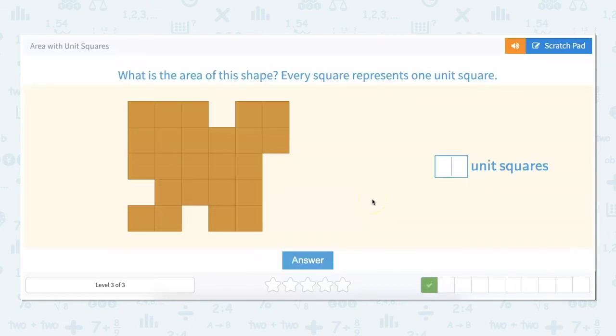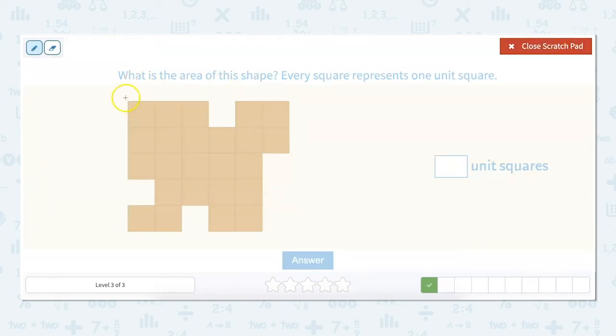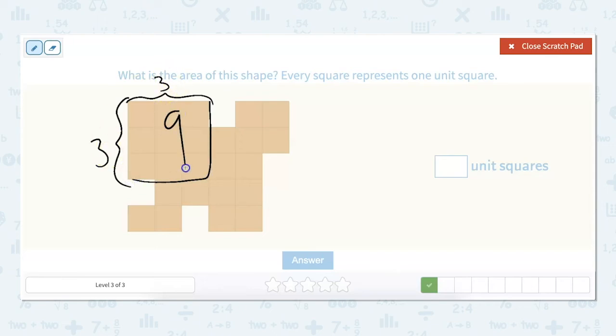Ooh, this is a big one. Okay, so again, we're going to go ahead and do groups for this one. This is one where it's much smarter and quicker to multiply and do our length times width. So let's do length of this is going to be 3. And then our width is 3. So this group, 3 times 3 is 9.